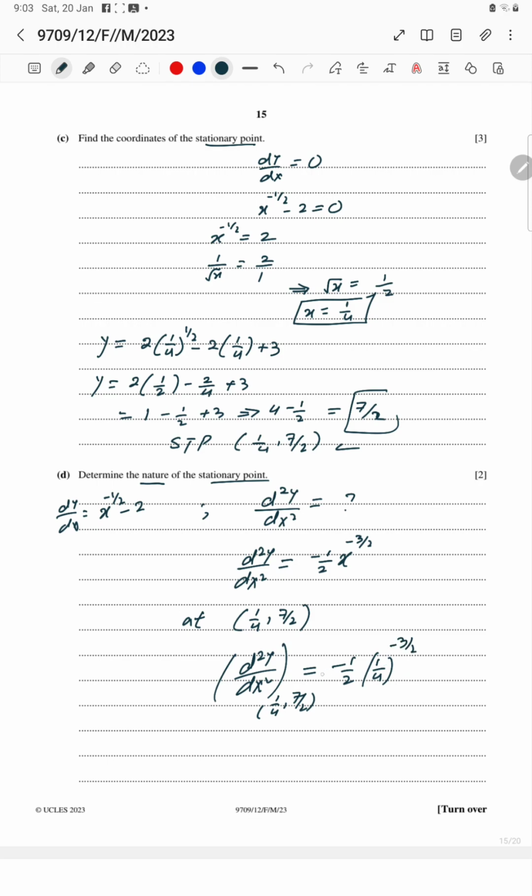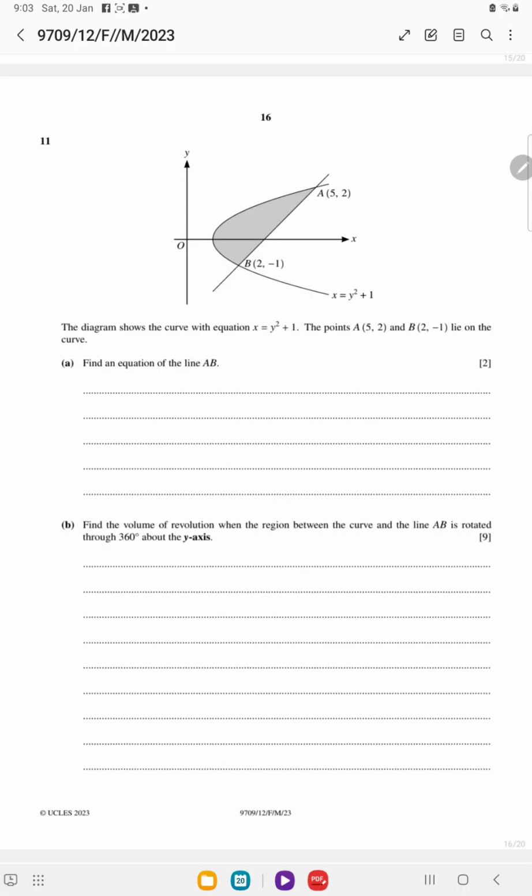As it is clear, the result is negative, so it will be less than 0. So the nature is maximum. So the nature of the stationary point is maximum. I hope it is clear. Okay guys, now we are doing the final question of this paper, question number 11.